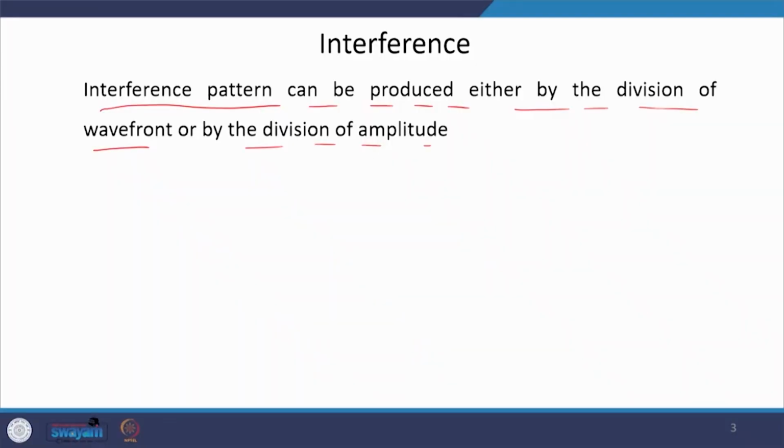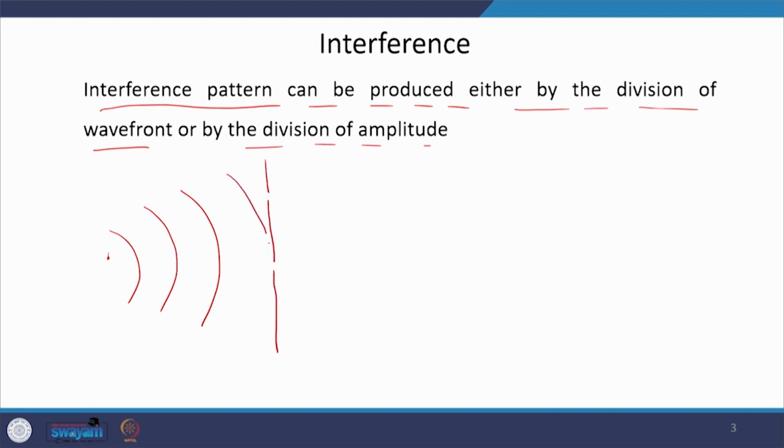Now, just to revive your concept, the interference pattern can be produced either by division of wavefront or by division of amplitude. This concept was introduced in prior lectures. Whenever we say division of wavefront, it means that suppose we have a point source here and it is emitting a spherical wavefront, and then we put some slits in front of these spherical wavefronts.